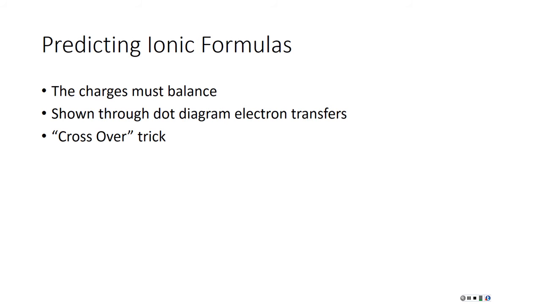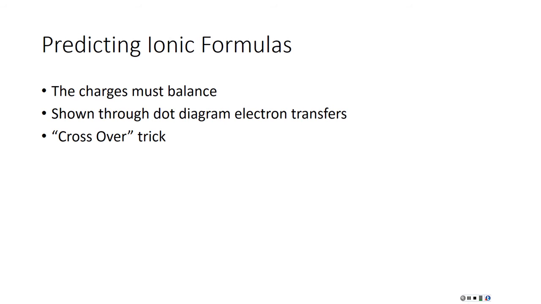So this is the easiest way to predict a formula. It's a bit cumbersome because you've got to draw everything out and so forth. So I'm going to show you a trick that you can use for predicting ionic compounds, and there's really no good name for it. A lot of people call it the crossover trick. I'm not sure where that comes from. But here's what you do.